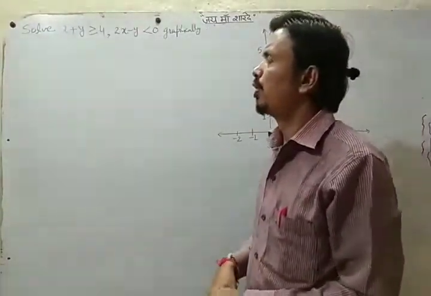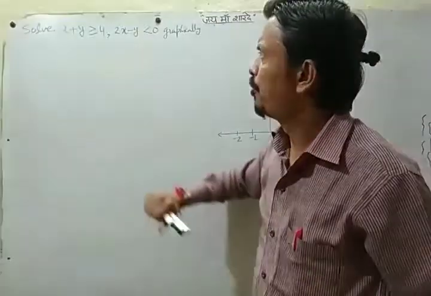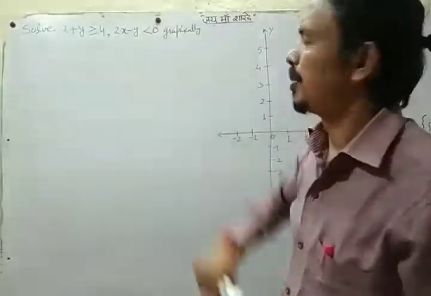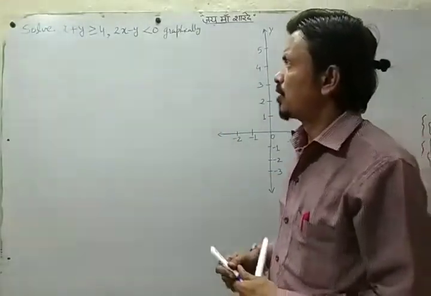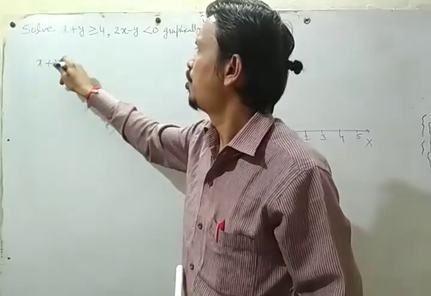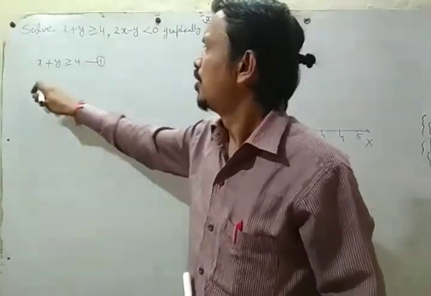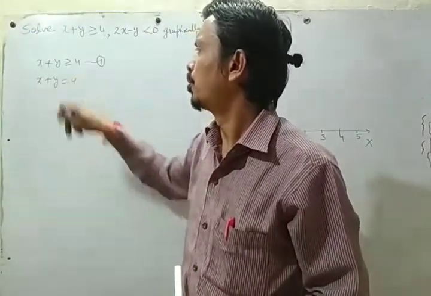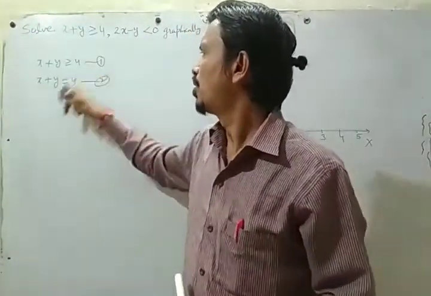Okay, now we have to solve x plus y more than or equal to 4 and 2x minus y less than or equal to 0 graphically. Okay, let's go. So first of all, the first inequation is x plus y more than or equal to 4. So its equation will be x plus y equal to 4. Now its solution.